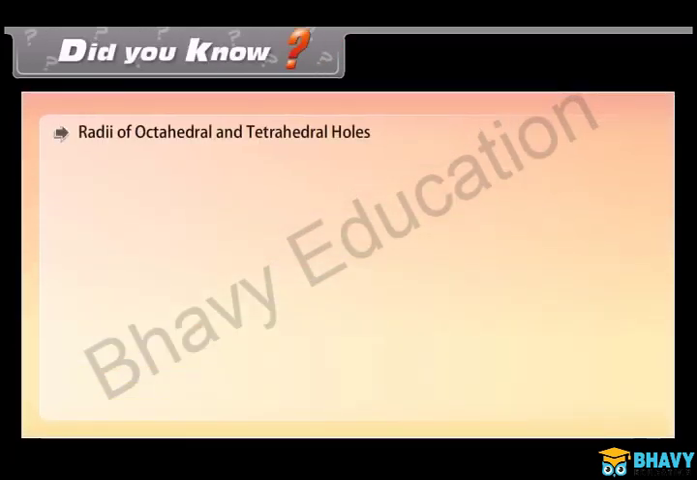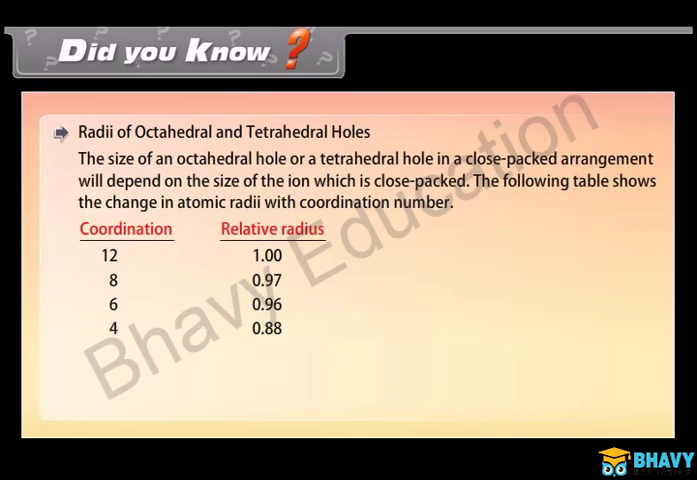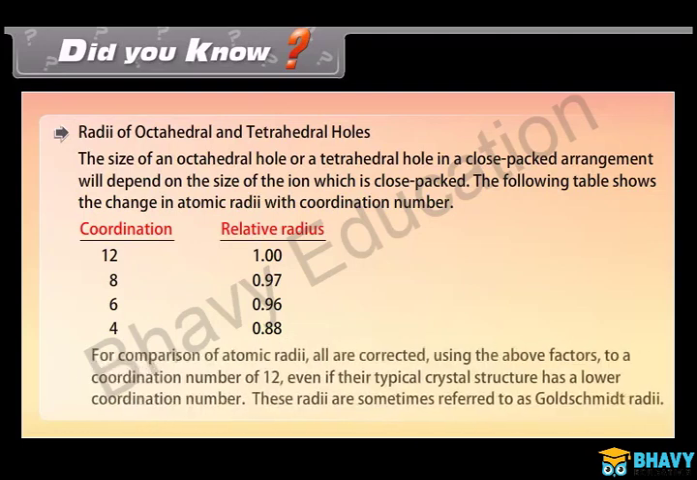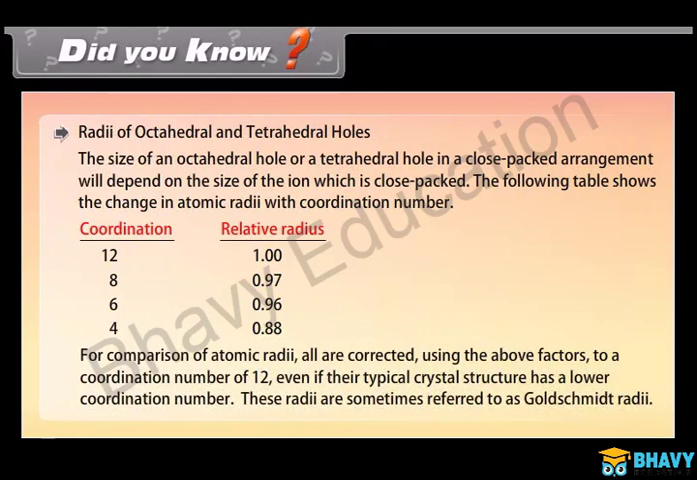Did you know the radii of octahedral and tetrahedral holes? The size of an octahedral hole or a tetrahedral hole in a close-packed arrangement will depend on the size of the ion which is close-packed. The following table shows the change in atomic radii with coordination number. For comparison of atomic radii, all are corrected using the above factors to a coordination number of 12, even if their typical crystal structure has a lower coordination number. These radii are sometimes referred to as Goldschmidt radii.